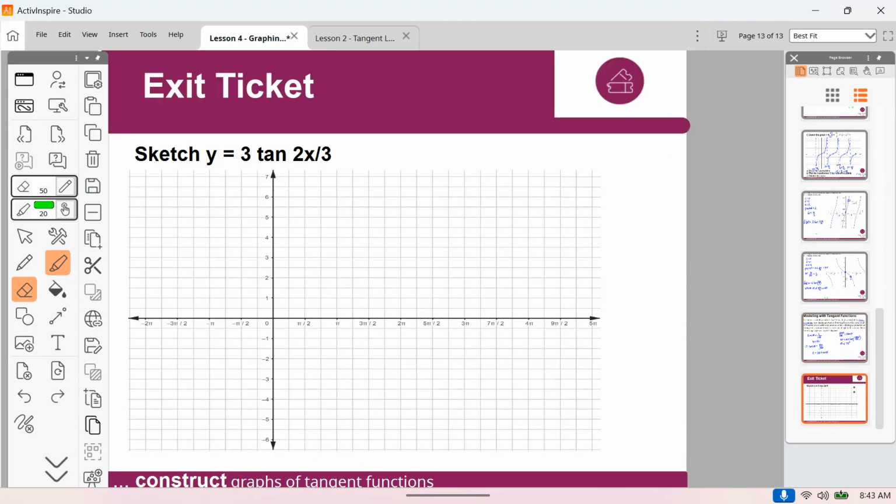All right. For our exit ticket today, have a quick go at this question. Have a go at sketching the graph. Sir, I have a question about the last slide. Okay, let me take that at the end. I'd just like to go through this question here now.